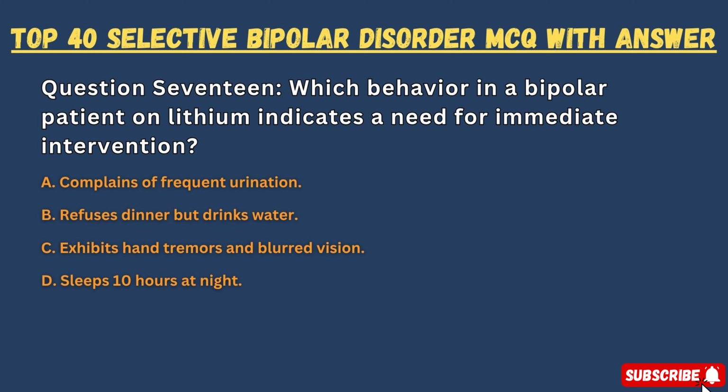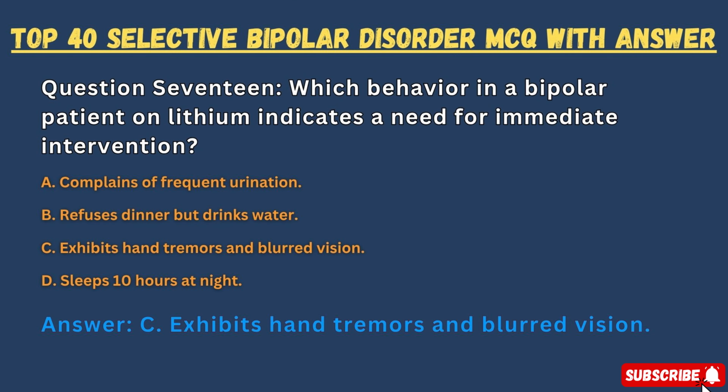Question 17. Which behavior in a bipolar patient on lithium indicates a need for immediate intervention? A. Complains of frequent urination. B. Refuses dinner but drinks water. C. Exhibits hand tremors and blurred vision. D. Sleeps 10 hours at night. Answer. C. Exhibits hand tremors and blurred vision.